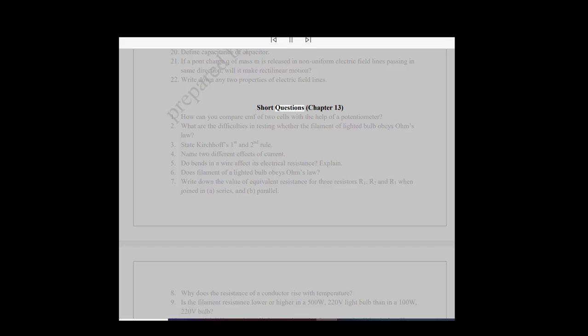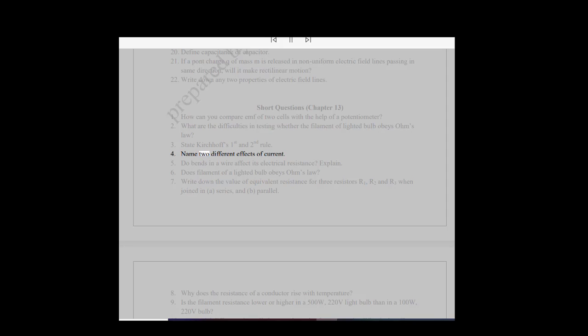Short questions, Chapter 13. 1. How can you compare EMF of two cells with the help of a potentiometer? 2. What are the difficulties in testing whether the filament of a lighted bulb obeys Ohm's law? 3. State Kirchhoff's first and second rule.